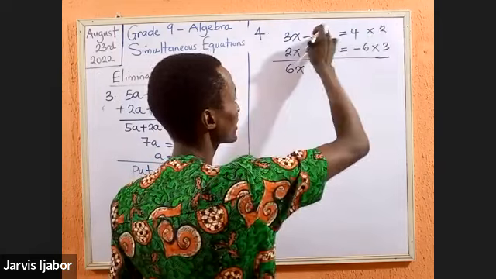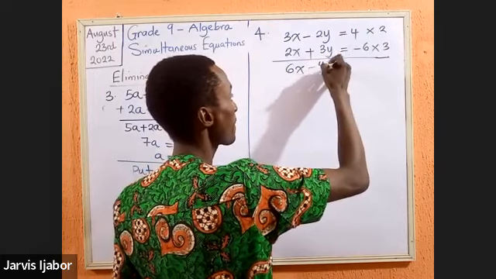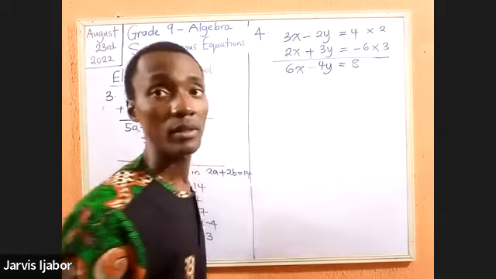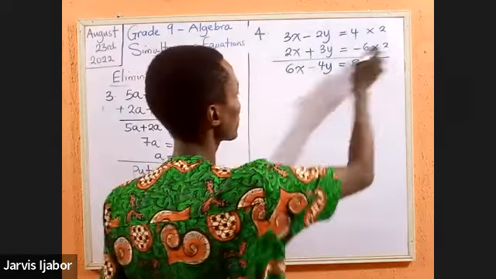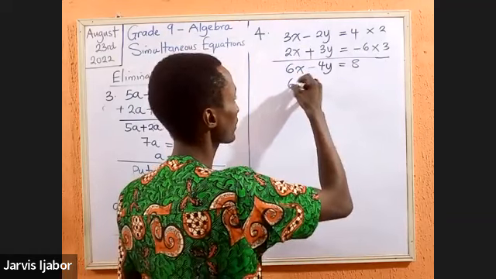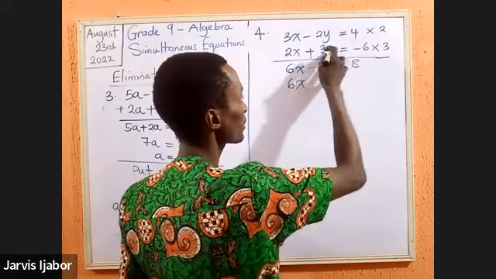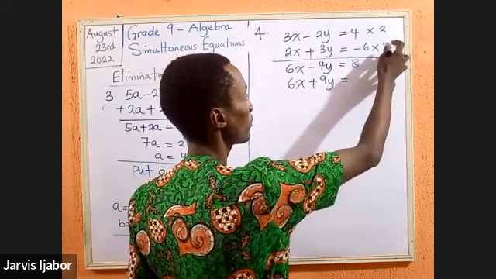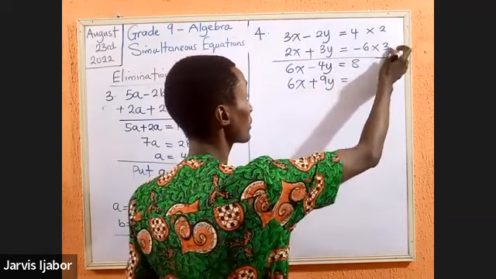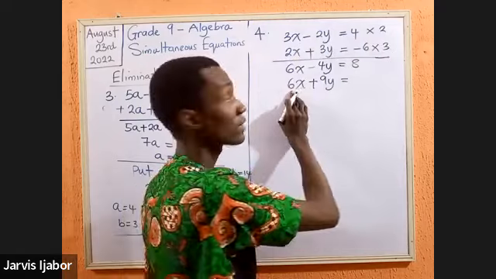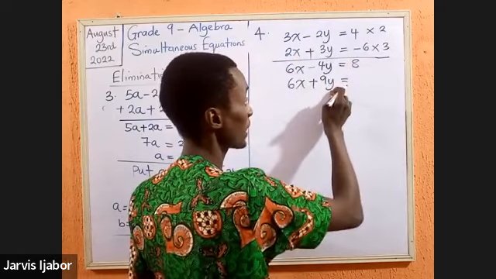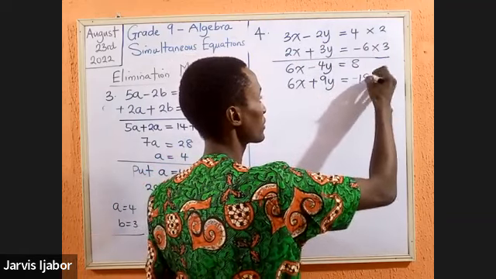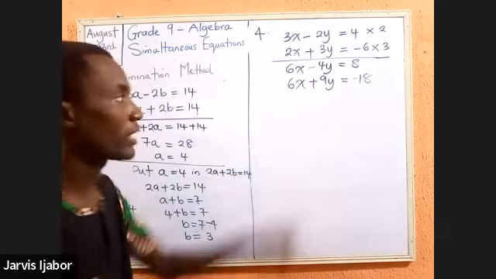2 multiply negative 2y will give me negative 4y. 2 multiply 4 will give me 8. We go to the next one. 3 multiply 2x will give me 6x. 3 multiply 3y will give me plus 9y equal to 3 multiply negative 6, which gave me negative 18. Now at this point, we can now eliminate what?